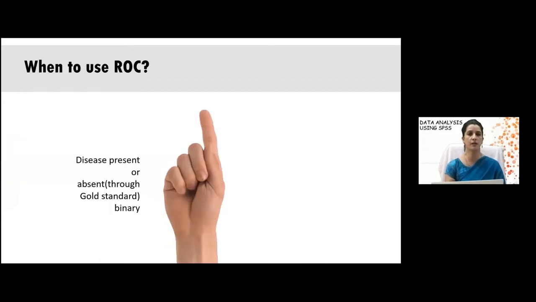So when do we use ROC? Whenever we use ROC, we should have the actual disease status of the person through some gold standard. And we will make a binary variable, that is, disease present or disease absent. So one thing is that we should have a binary variable, and hence in binary logistic regression we apply the ROC, because that is also binary based on probability. We say that a person with a disease probability more than or equal to 0.5 will be diseased, and if it is less than 0.5, they will have no disease or no outcome.